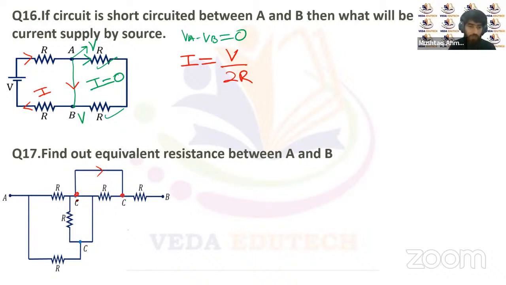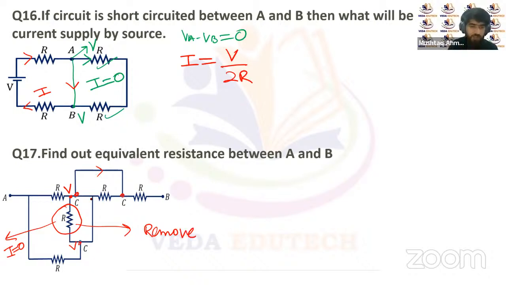So if this has been short circuited, it means this point and this point will also have the same potential, right? If the potential at this point is V, then the potential at this point will also be V. It means the potential difference across this resistor will be equal to 0, or we can say the current flowing through this resistor will be equal to 0, right? It means that we can remove this resistor from the circuit because the current flowing through it is 0, right?